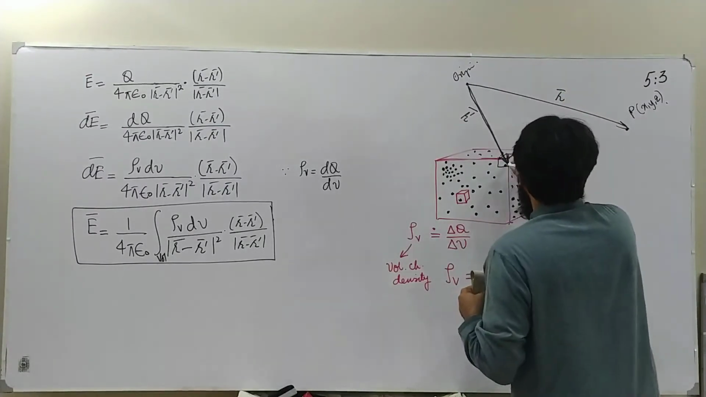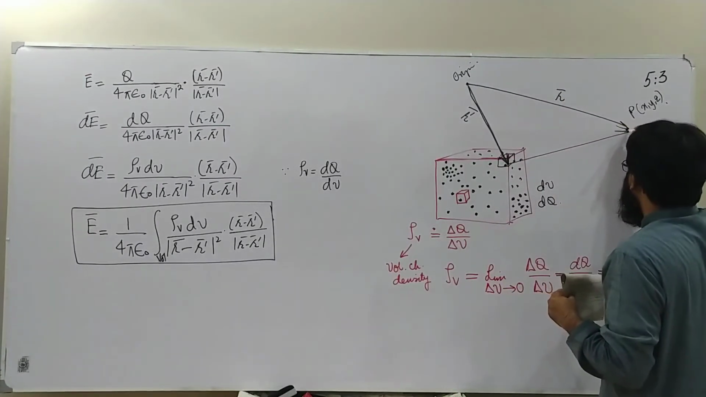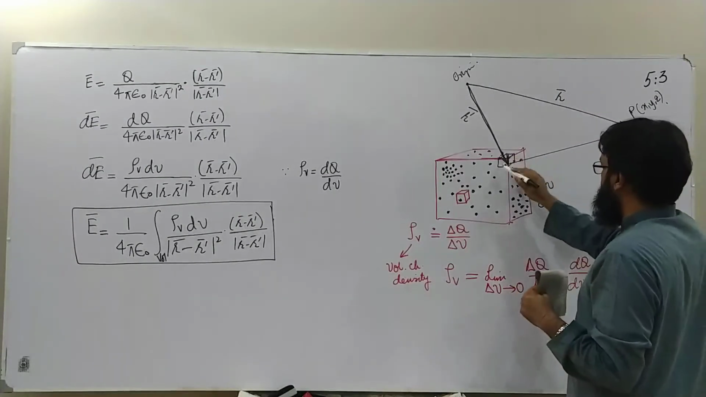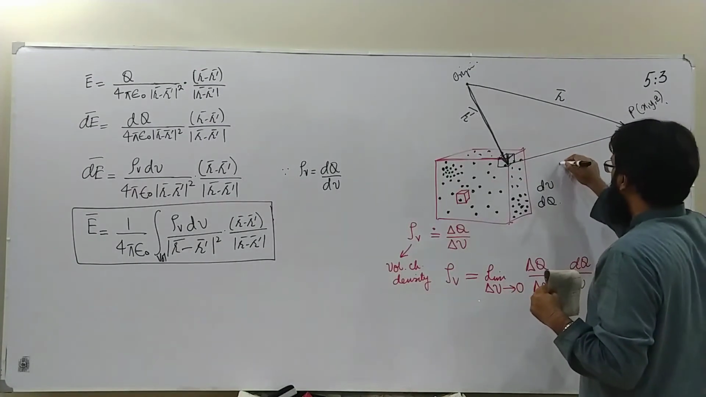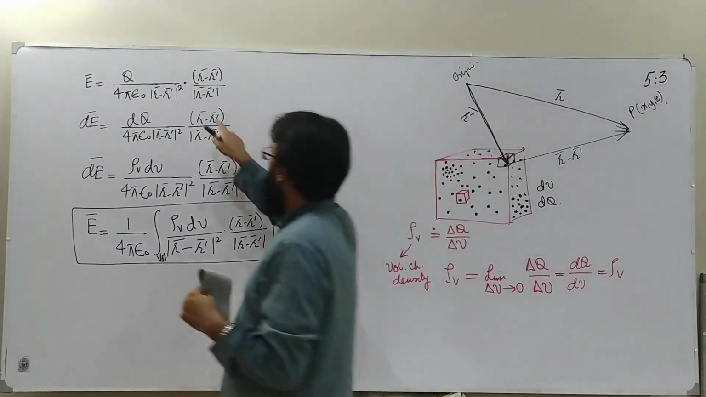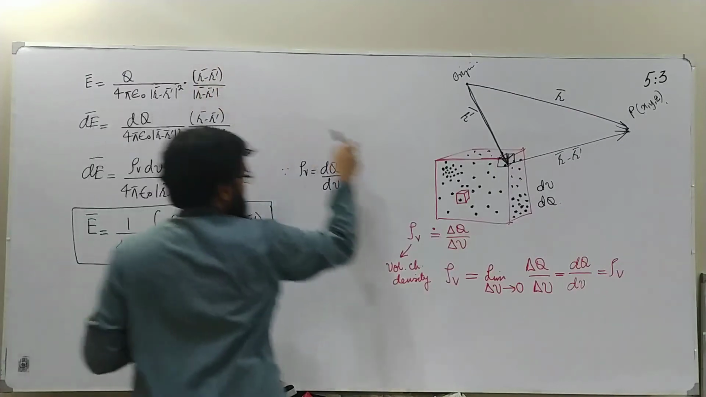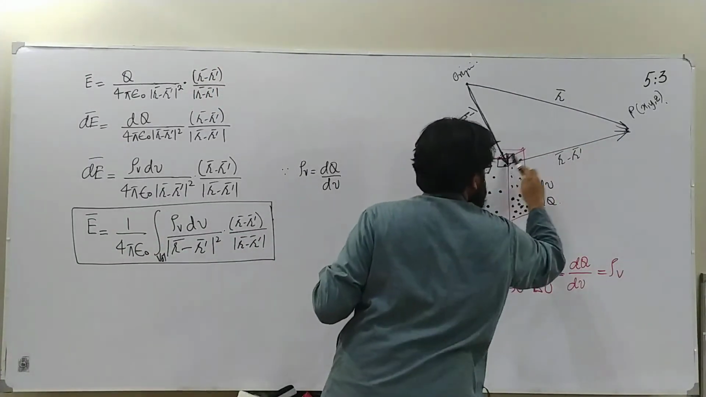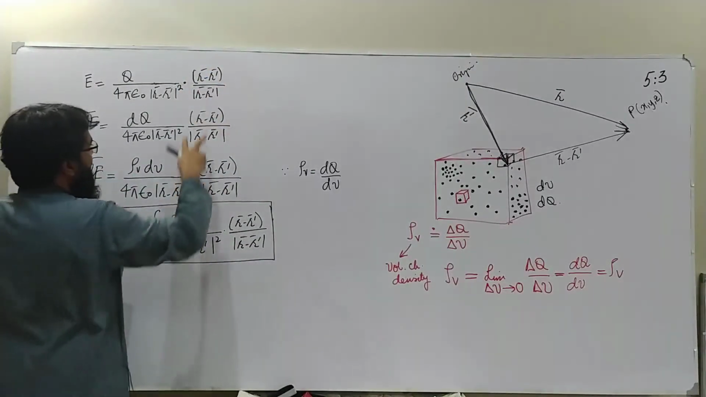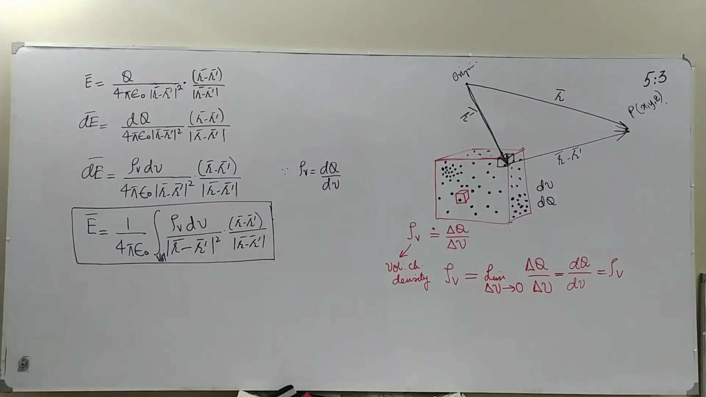So what we need to find is this vector which starts from the source and terminates at the field point, and that is r minus r prime. Okay, so if this is r minus r prime, meaning this distance between the source point and the field point, its magnitude will be at the denominator.